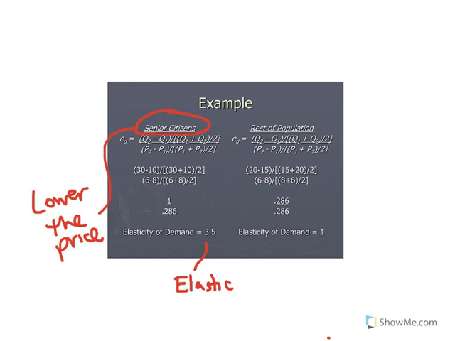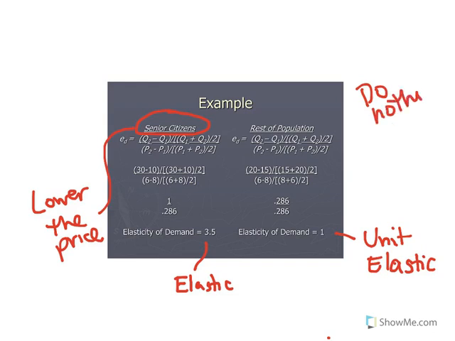For the rest of the population, when we do the math out, we actually come up with 1, which means demand is already unit elastic, right? If we come up with the number 1, that means demand is unit elastic, which means we do nothing to the price. For the rest of the population, we're already maximizing our revenue flow for everybody else. So we would keep the prices the same and just lower the price for the senior citizen.